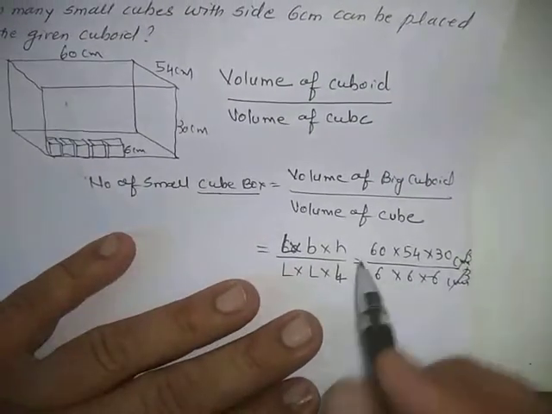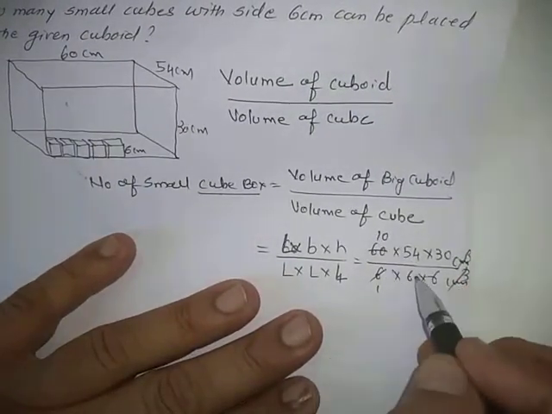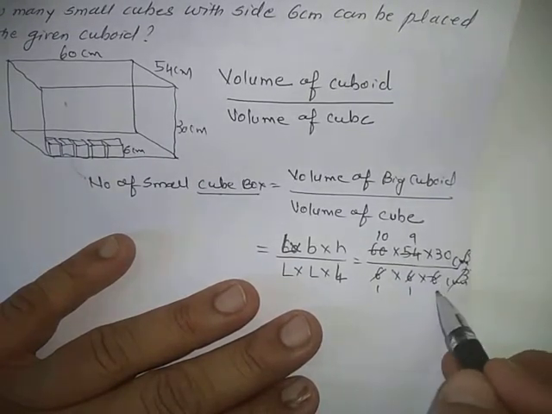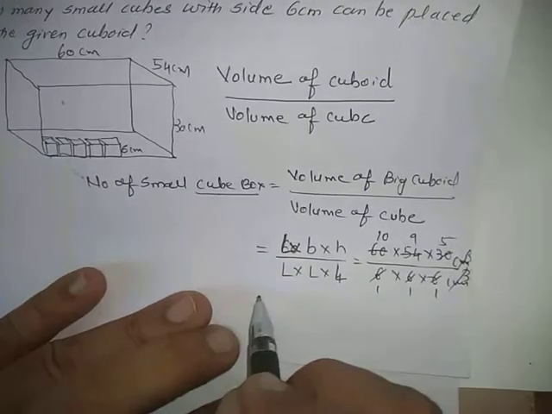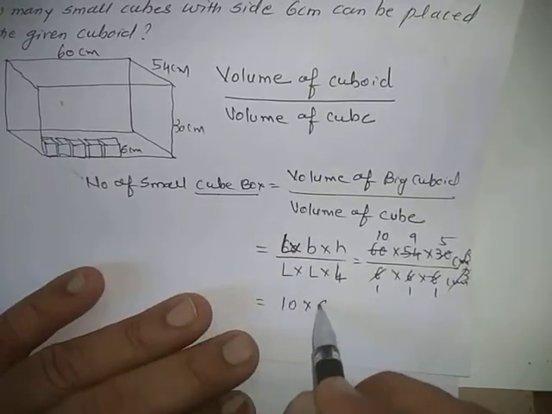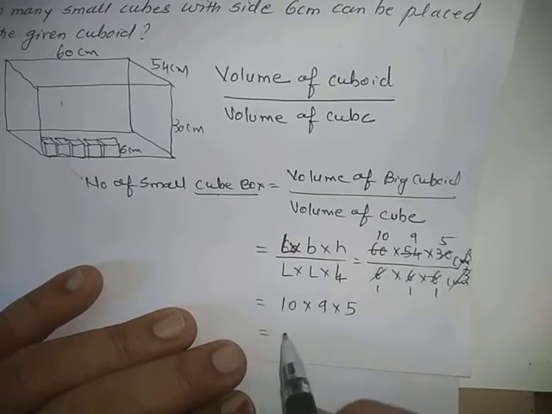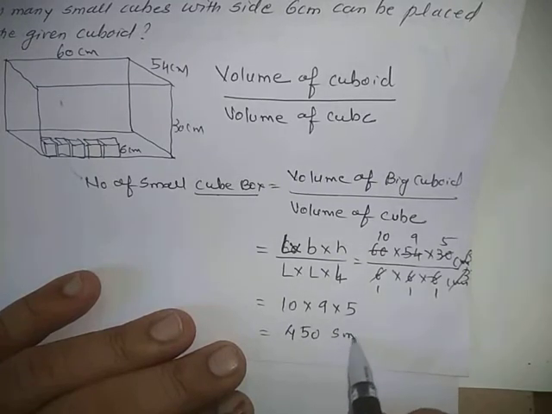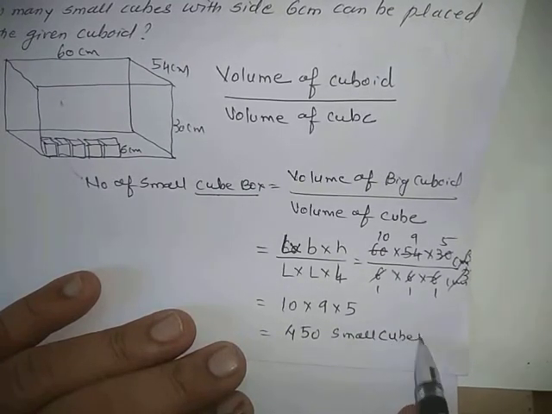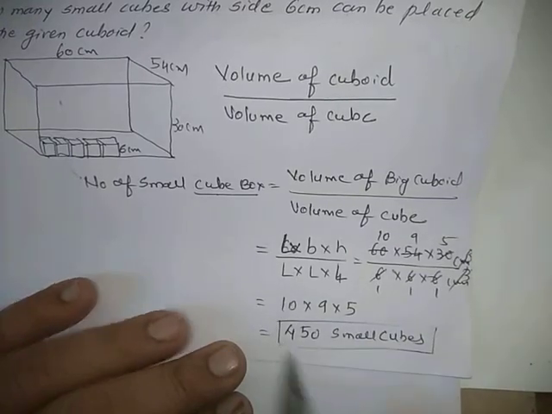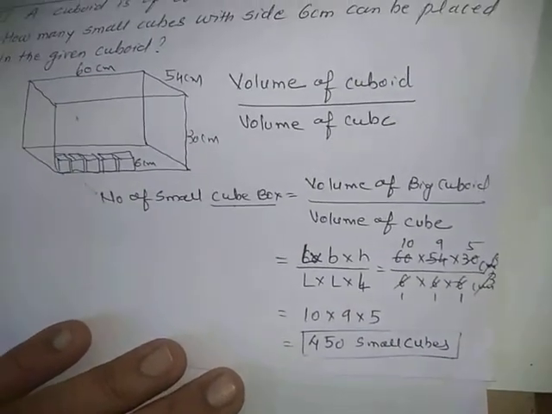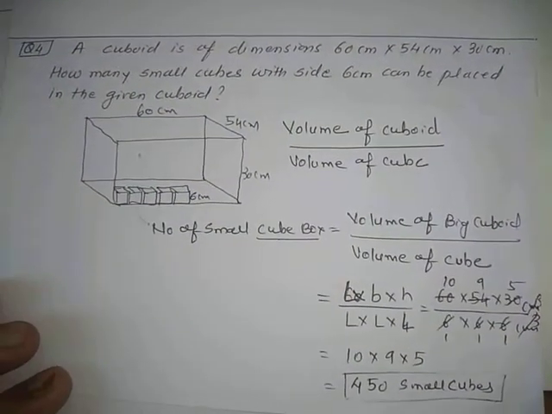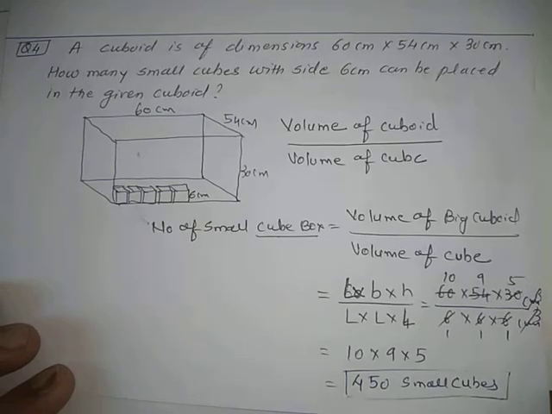So we get to cancel. 6 ones are 6, 6 tens are 60. Again it is possible by 6. 6 ones are 6, 6 nines are 54. Again possible by 6. 6 ones are 6, 6 fives are 30. So if we multiply 10 into 9 into 5, how much will we get? 9 fives are 45, into 10 means 450 small cubes can be placed. Hope so. The fourth question answer is also clear to you all. We proceed to the next, that is the fifth one.